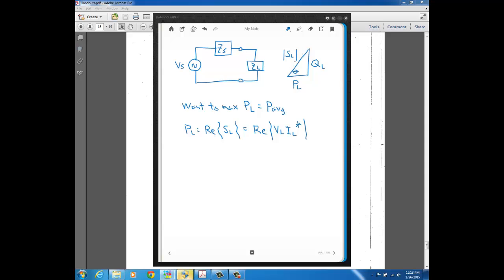And then your total power, what we think of as the total power, complex power. Well, the magnitude is just this hypotenuse of this right triangle.